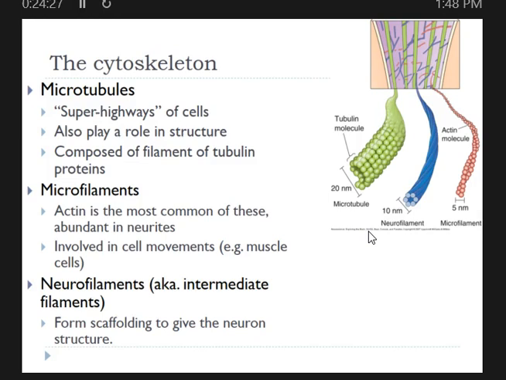They each have different jobs. So microtubules, I like to call them the superhighways of cells. These are basically roads upon which little motor proteins will walk as they're moving around within cells. And the little motor proteins literally look like little sticks with feet. I'm going to ask you to watch a video as the first part of the homework for chapter 2 that's due Monday.